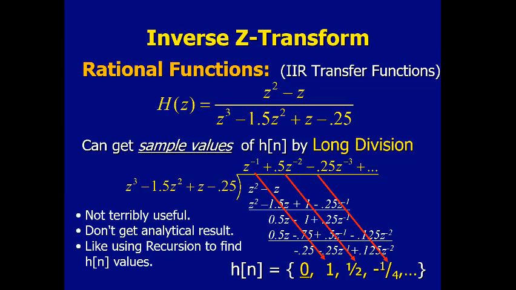Now, that may or may not be helpful. Usually that's not terribly useful. Normally we want a closed form analytical expression for what the inverse transform is, something that we can evaluate at any value of n to get the actual value. But if you need just a few sample values, this will work. It's rather like the way we can use, in the time domain, a recursion table to find a unit sample response for an IIR filter, but it's infinitely long. We would have to keep doing it forever to get all the sample values.